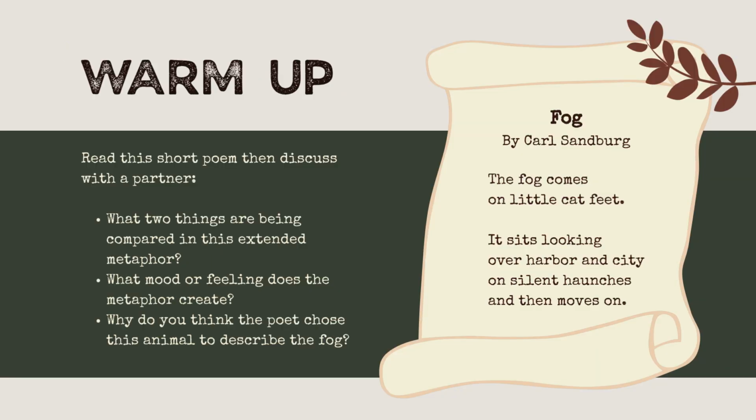Warm-up. Read this short poem, then discuss with a partner. What two things are being compared in this extended metaphor? What mood or feeling does the metaphor create? Why do you think the poet chose this animal to describe the fog? Fog, by Carl Sandburg. The fog comes on little cat feet. It sits looking over harbor and city on silent haunches and then moves on.